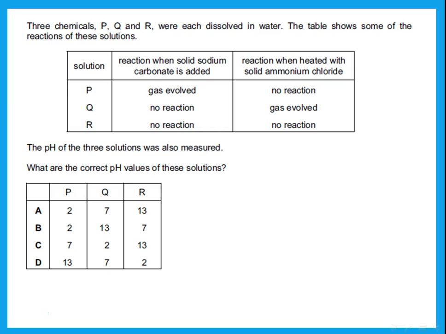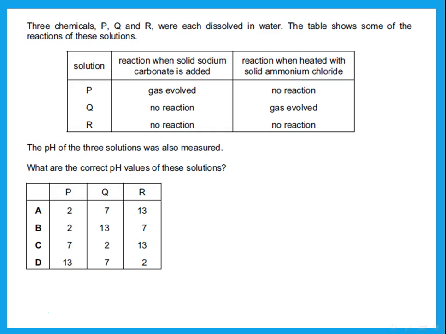Okay, so let's try this question. 3 chemicals were each dissolved in water. The table shows some of the reactions of these solutions. So let's look at P. With carbonate, it gives off a gas. P, we said, what is the substance that will react with carbonates to give out a gas? It's acid. So P must be an acid. So acid means its pH must be 2, so my answers should be A or B.